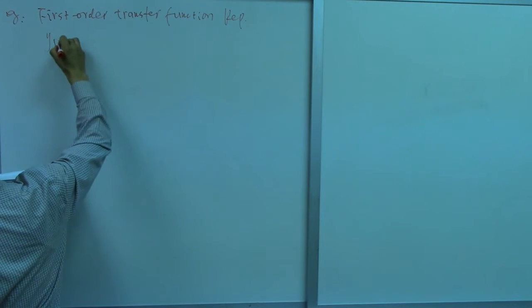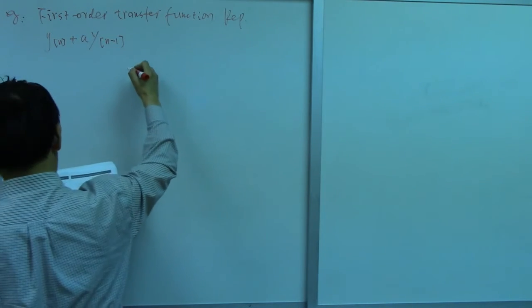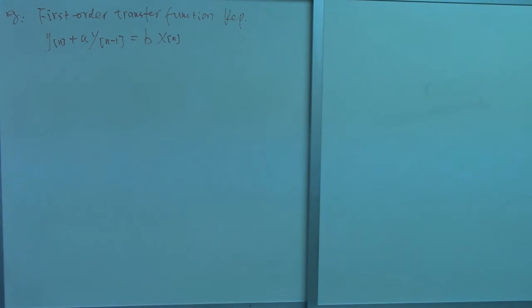y n plus a constant a times y n minus 1 equals the input, and that's very simple, just multiplied by a constant b. So we are going to analyze this system. We use the method we discussed before, the z-transform method. Right? So we take the z-transform on both sides. What is this? Take the z-transform of this. What is this?